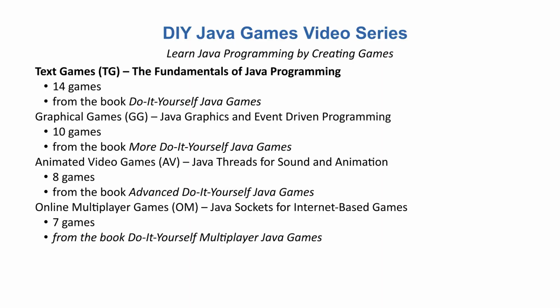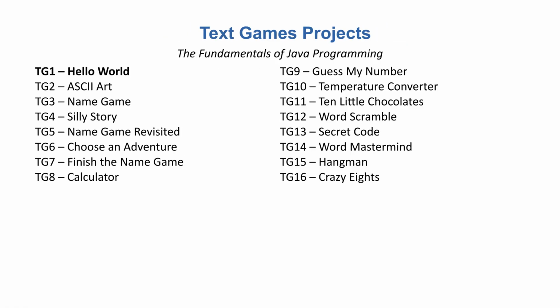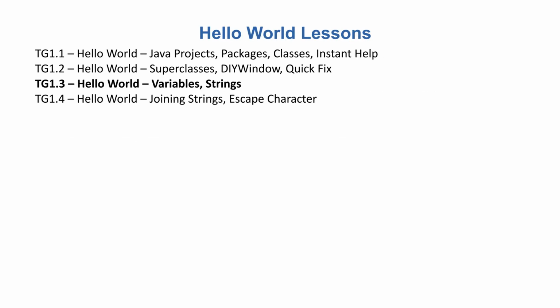We're currently in the Text Games video series, TG, the first of 4 types of games series. The focus of this series is to cover the fundamentals of Java programming. This series has 16 projects. We're currently working on the first project, TG1, Hello World. This is lesson TG1.3, where you'll learn to declare and use variables and strings.